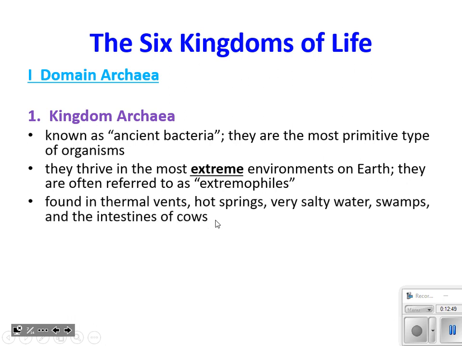Now, what are some of these? Well, let me describe them here. They can be found in thermal vents and hot springs, so they like a very hot environment. They could be in a saline environment, which is a saltwater environment. Not everything likes saltwater, but some of these extremophiles really enjoy very salty conditions. They can also be found in swamps. Sometimes they're found in the intestines of cows.